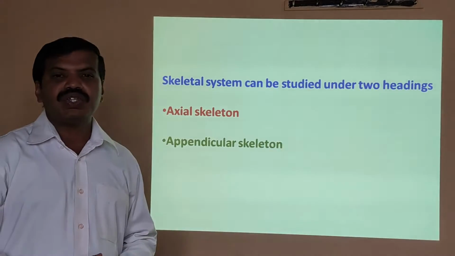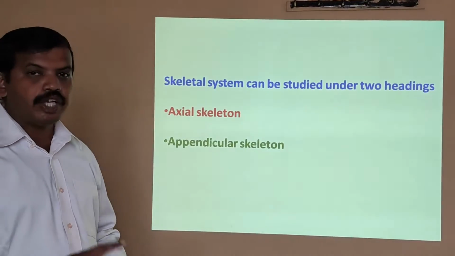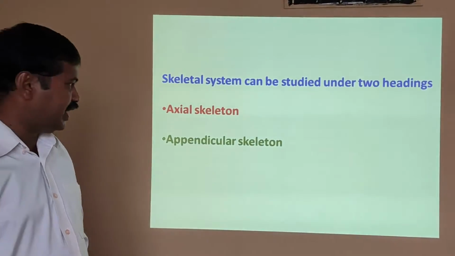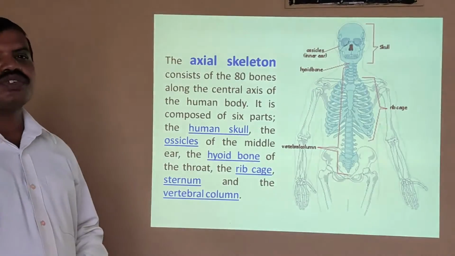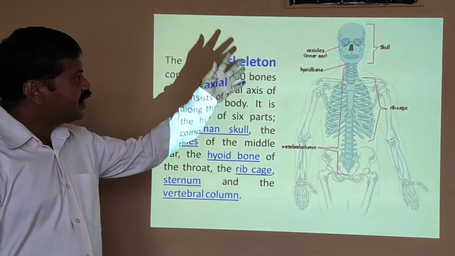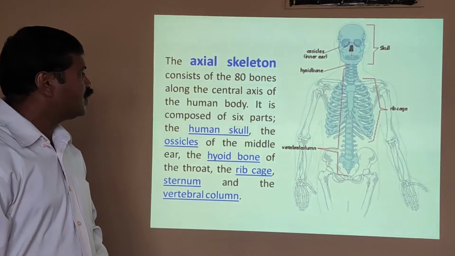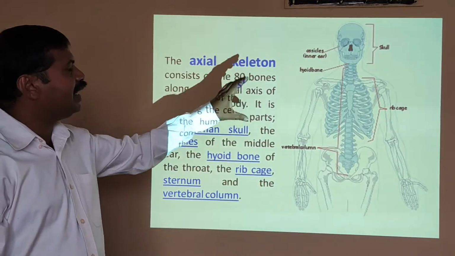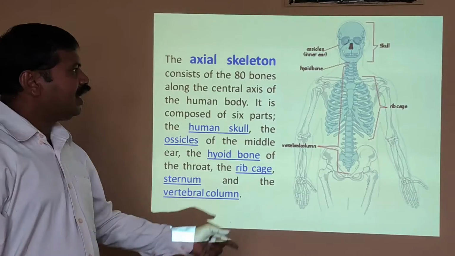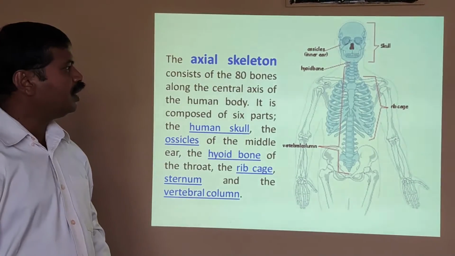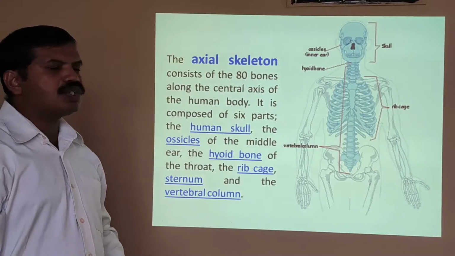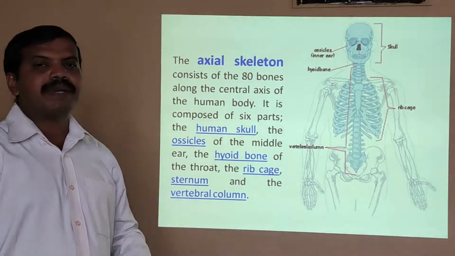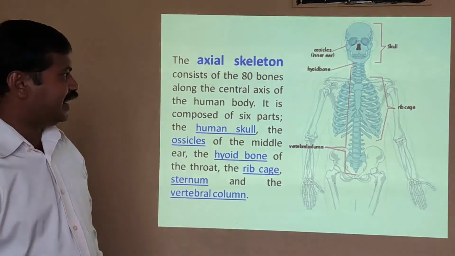The entire osteology, or the skeletal system, can be studied under two headings. The first one is the axial skeleton and the second one is the appendicular skeleton. The axial skeleton, as all of you know, comprises all these parts. It has a total of about 80 bones, and it primarily consists of the skull, the continuation of the skull, that is the vertebral column, the backbone, the thoracic cage comprising the ribs, and also a flat bone, the sternum. In addition, the ear ossicles. All this comprises the axial skeleton.